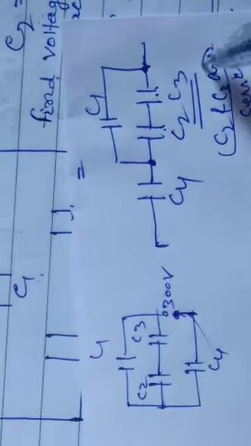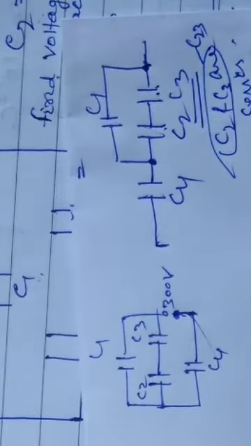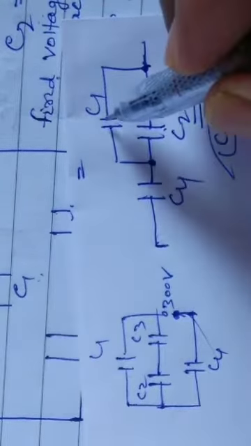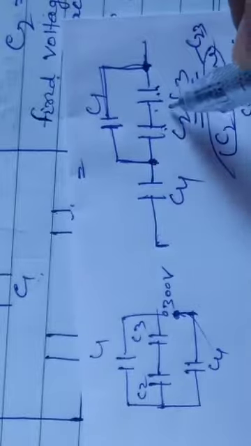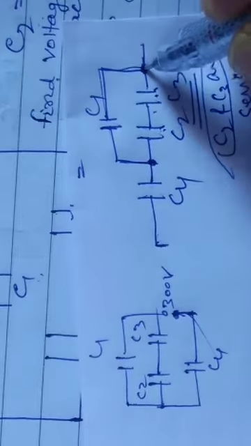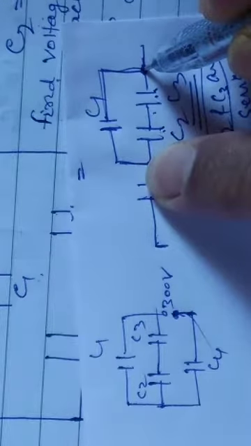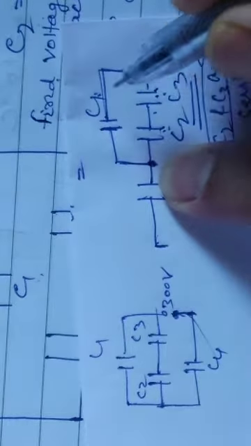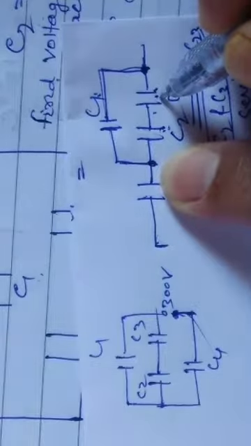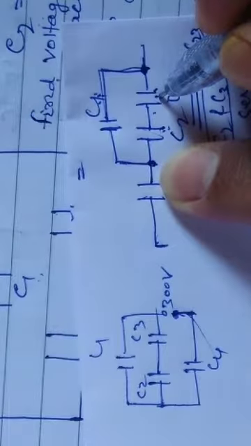Their equivalent, C23, is in parallel with C1. One end of C1 is here, one end of C1 is here, and one end of C23 is at this point, the other end is at this point. So in between these two common points, C1 and C23 are connected. So C1 and the equivalent of these two, that is C23, they are in parallel.